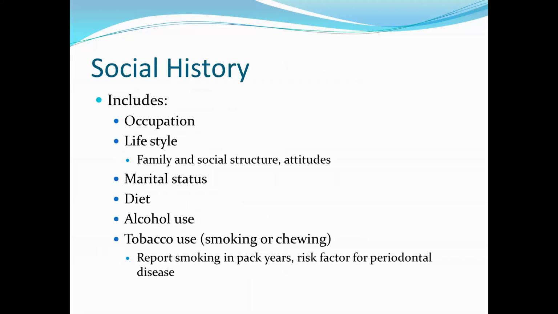The social history includes their occupation, their lifestyle, what is their family and social structure, which can give you an insight into their attitudes on where their oral health and physical health lie in their scheme of importance, what their marital status is. Their diet oftentimes will go along with the CAMBRA, or Caries risk assessment. Alcohol use, how often and how much. Tobacco use of any kind, even vaping. We want to know how much, how long, and when.